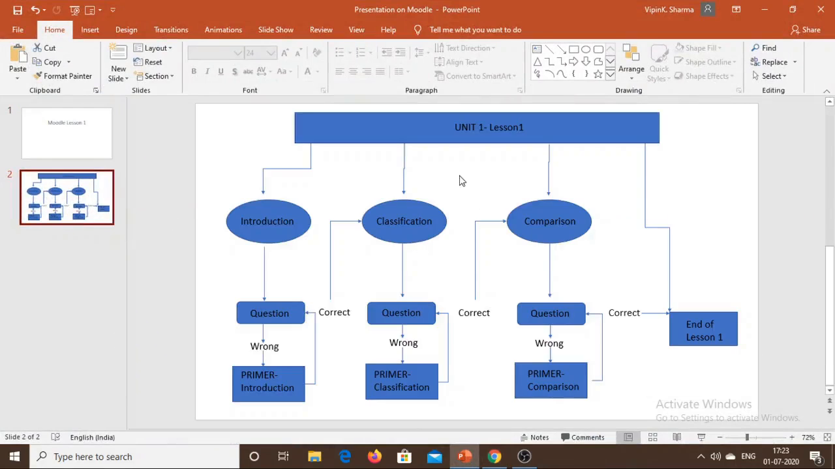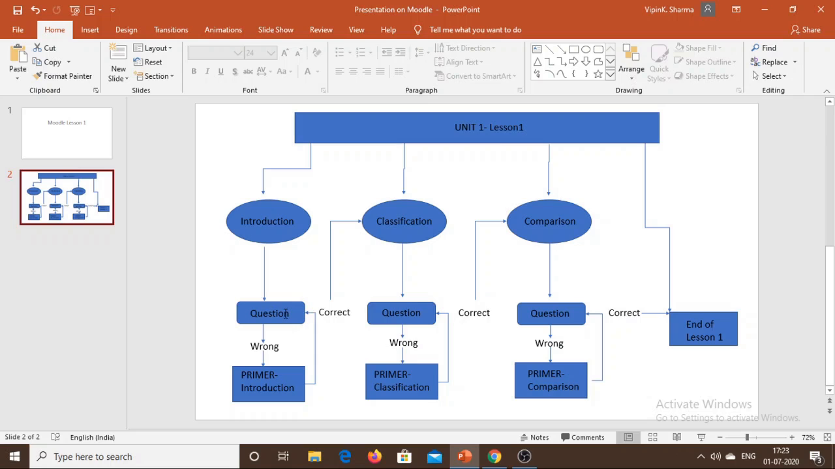a layout which says that this is unit 1, where I have to edit the content for lesson 1. The first part of the lesson is the introduction. In this part I will add the content related to the introduction to the subject, and based on this content, I will add a question at the end of this lecture. This question has to be answered by the student.